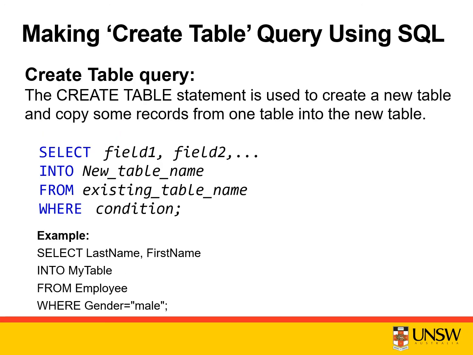The last type of action query is create table that creates a new table and copies the records from an existing table into the new table. Same as the other queries, type select, then the name of the fields that you want to copy, then type into and add the new table name. In the from part, type the original table name that you want to copy its records. Finally, in the where part, type the condition. For example, this sample statement shows how we can make a query to copy first name and last name fields of the records whose gender field is equal to male from the employee table into a new table called my table.